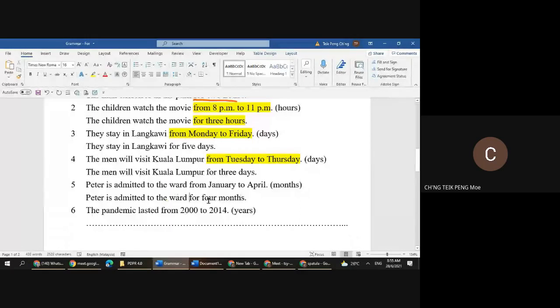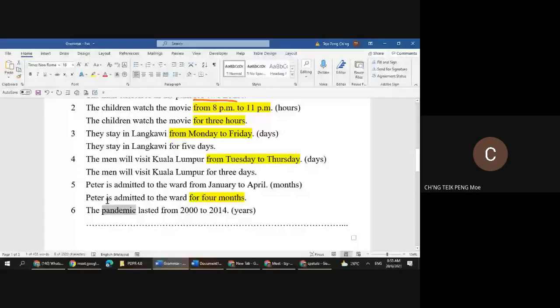And then number 6, the pandemic. Pandemic is like wabak lah, okay? The virus that infects people from the whole world, okay? Kalau virus itu dia menjangkit seluruh dunia, then we call it pandemic, okay? Kalau setakat beberapa negara sahaja, we call it epidemic. Kalau setakat satu kawasan saja, we call it disease lah. Kalau dia jadi status pandemic, maksudnya seluruh dunia kena.